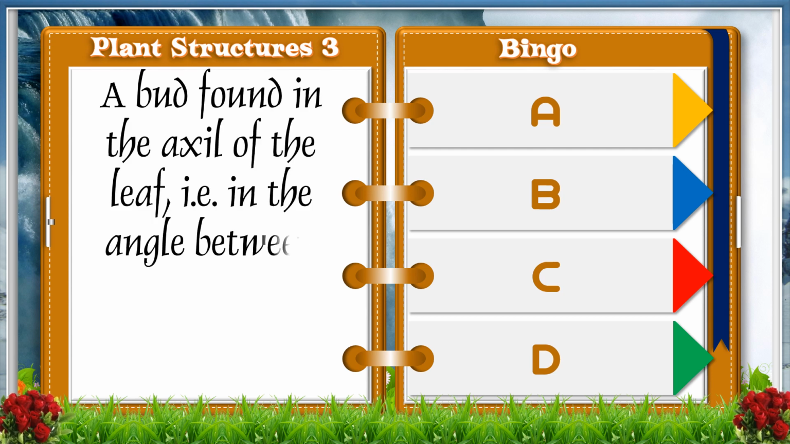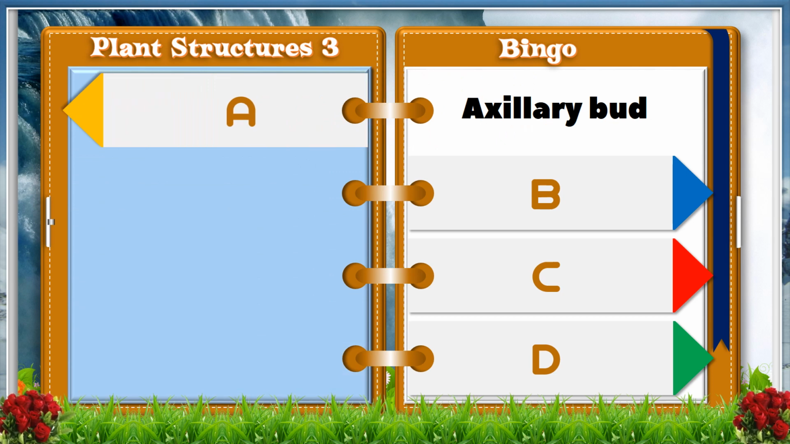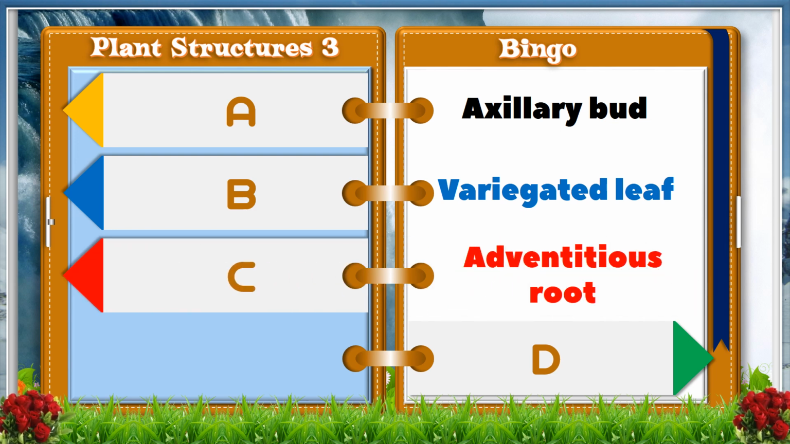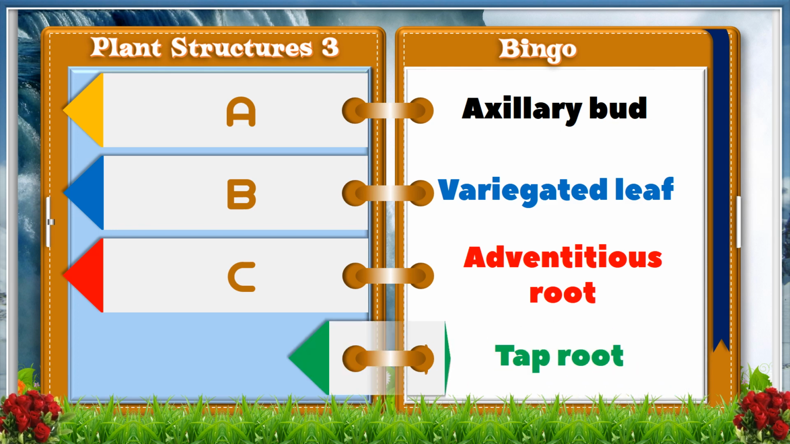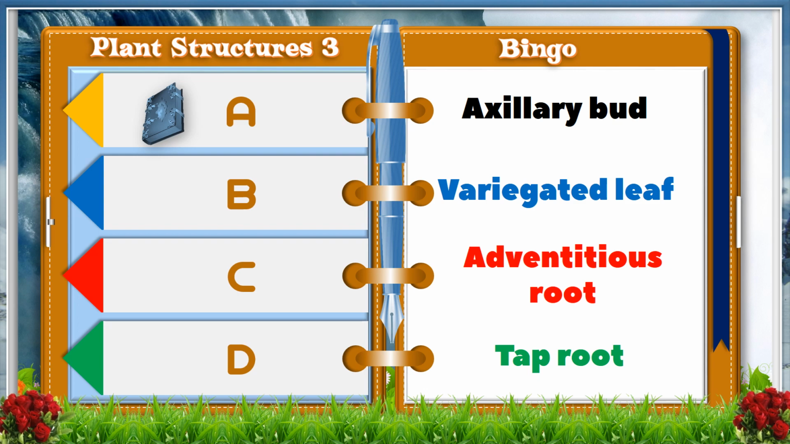A bud found in the axil of the leaf, that is, in the angle between the petiole of the leaf and the stem. A. Axillary bud. B. Variegated leaf. C. Adventitious root. D. Tap root. And the answer is A. Axillary bud.